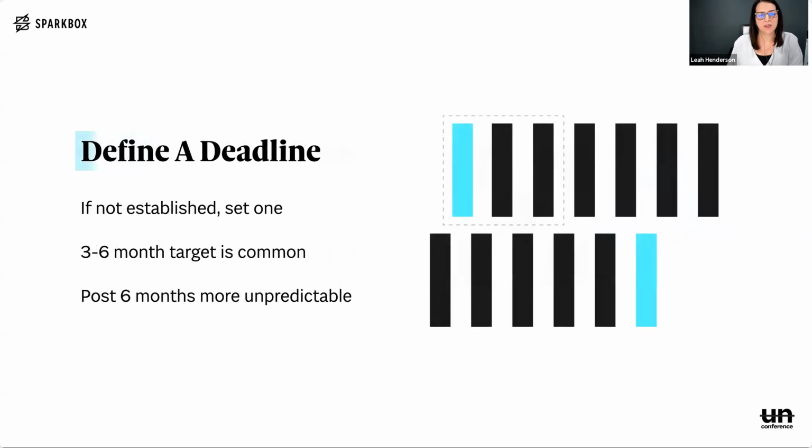Next, we consider the deadlines. Is there a defined deadline for the work? If not, set one. Or set some benchmarks of 3, 6, 9, or even 12 months. But please keep in mind, in my experience, anything past 6 months is pretty much fictional. Technology is ever changing, and a company's priorities seem to change just as fast. In my experience, there are usually major shifts in direction past the 6-month mark, if not before.